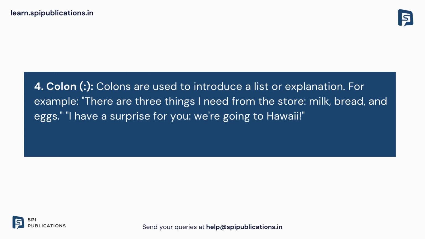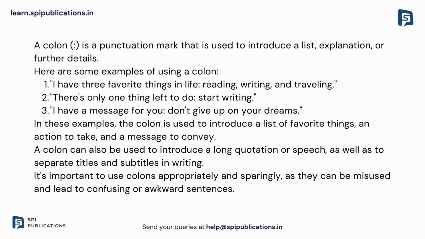4. Colons (:) are used to introduce a list or explanation. For example, there are 3 things I need from the store: milk, bread, and eggs. I have a surprise for you: we're going to Hawaii. A colon is a punctuation mark that is used to introduce a list, explanation, or further details. Here are some examples of using a colon.